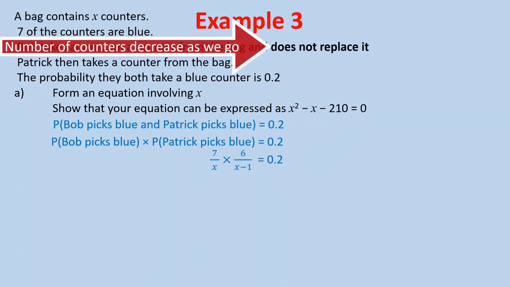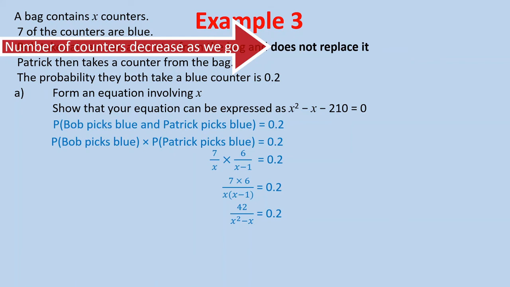If we multiply these two fractions together, we simply multiply our numerators together and multiply our denominators together. So we get 6 times 7 as our numerator, and x times, use brackets here to make sure you're multiplying by both terms in the denominator, x times (x minus 1). So we've got 42 over x squared minus x equals 0.2.